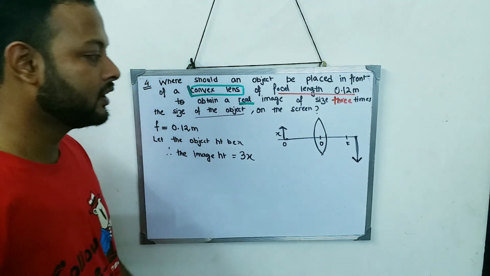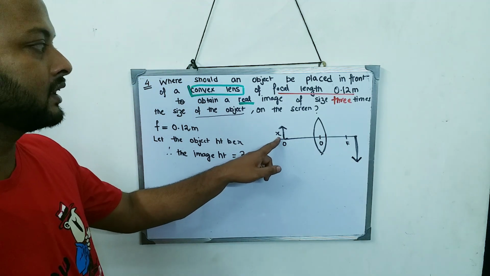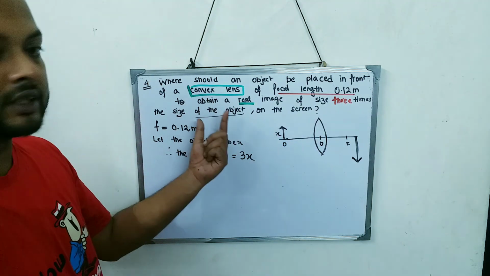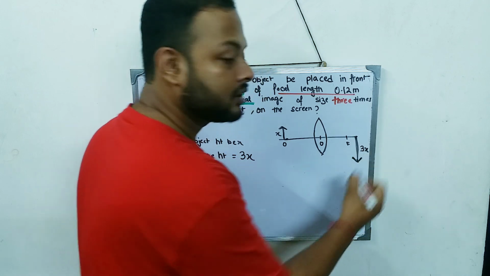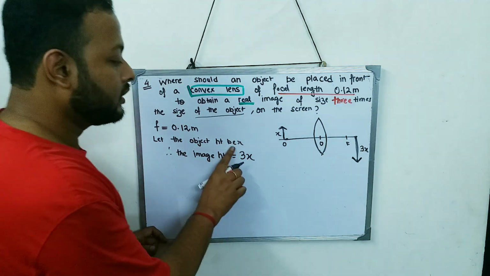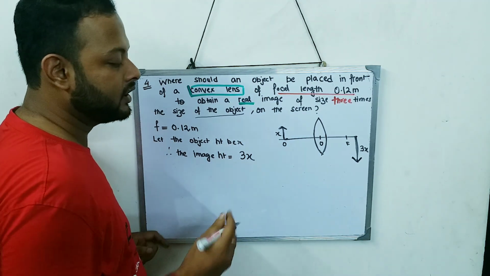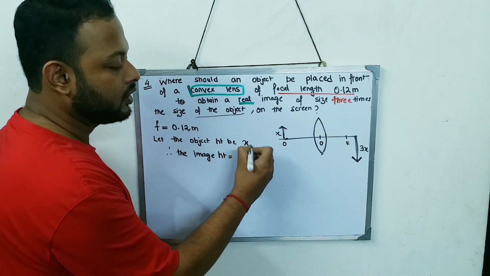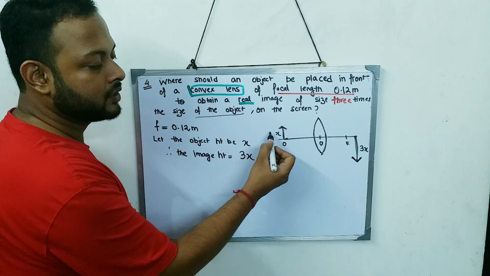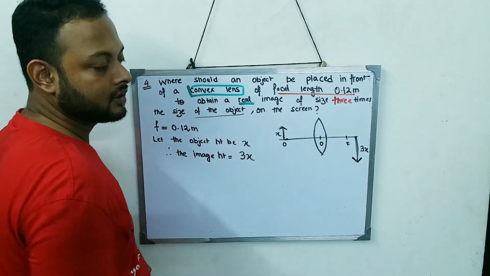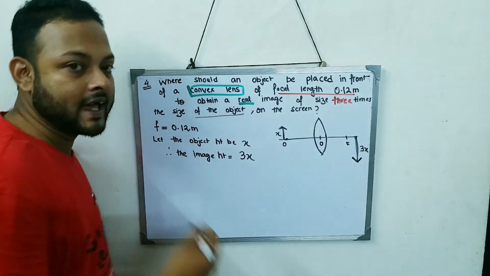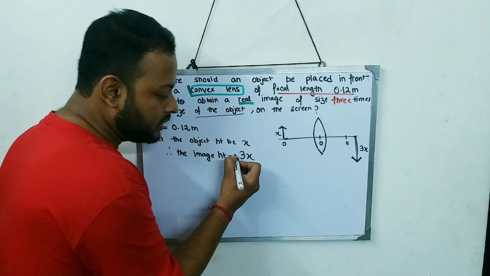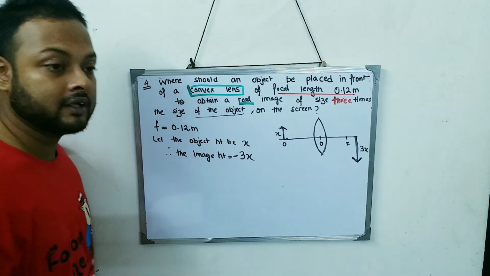3x. Okay, if the object height is x, the real image is 3 times the size of the object, so it becomes 3x. Clear? Now, very important, let's talk about the sign. The object is plus because it is above the principal axis, but the image is below the principal axis, and as it is below the principal axis, this has to be taken as minus 3x.